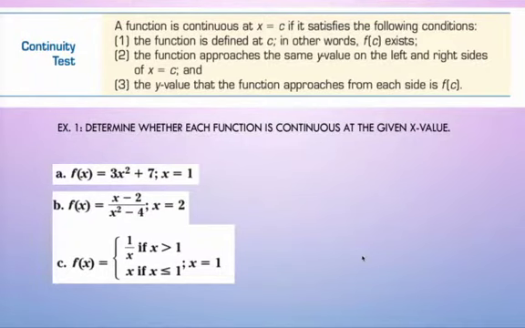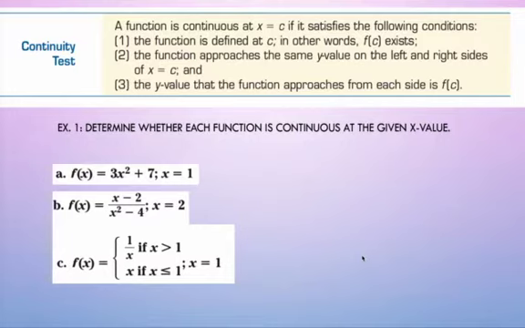We have 3 rules to test for continuity. A function is continuous at some point x equals c if it satisfies these conditions. The function is defined at c, which is to say f of c exists. The function approaches the same y value on the left and right sides of c, and the y value the function approaches from each side is equal to f of c. This is literally just limits. When you do calculus, you'll be like, oh, I remember that because I learned things in Miss Schumann's class.